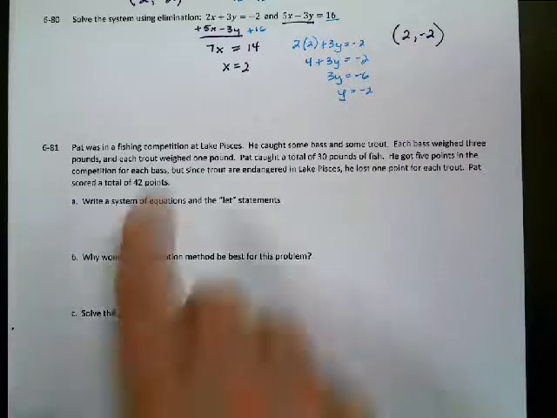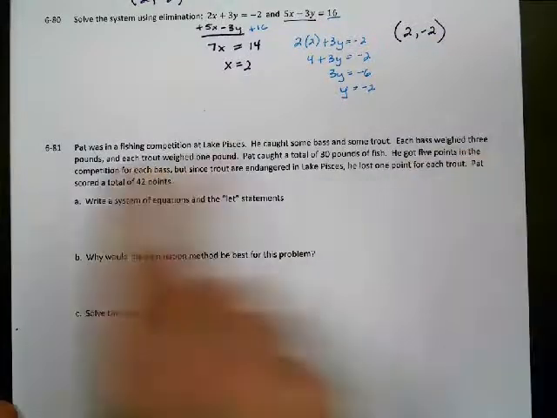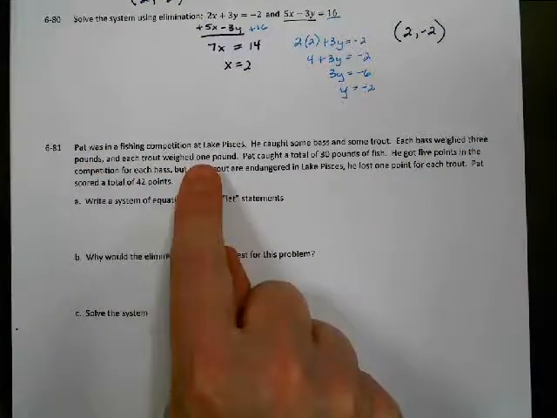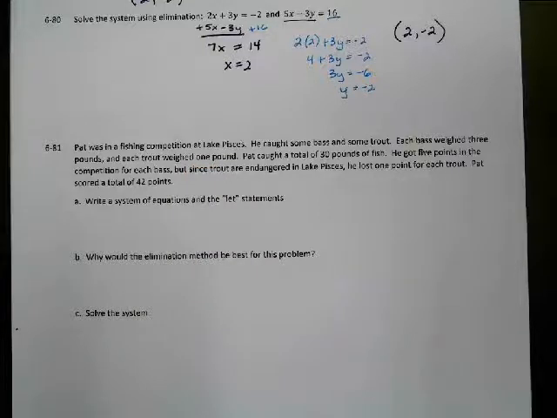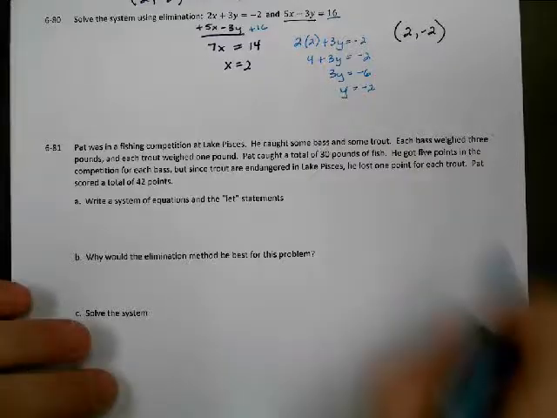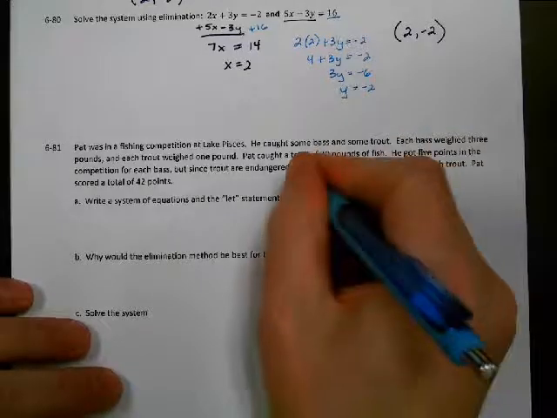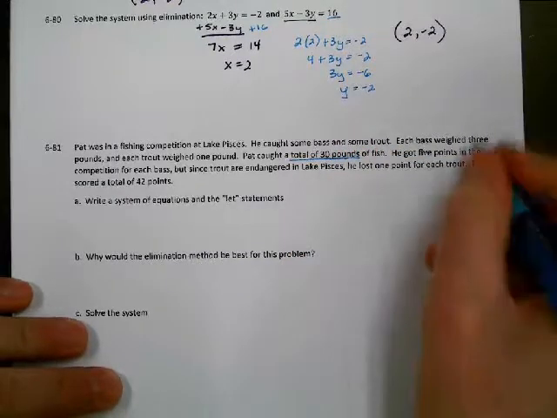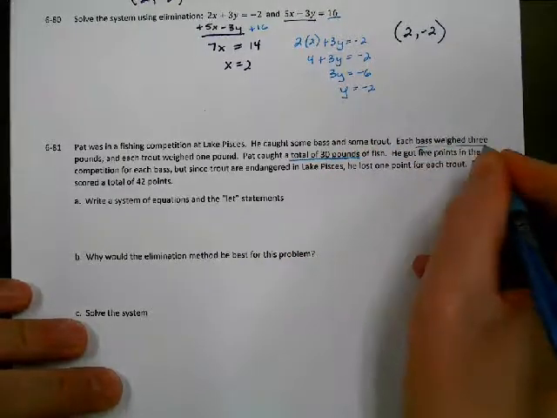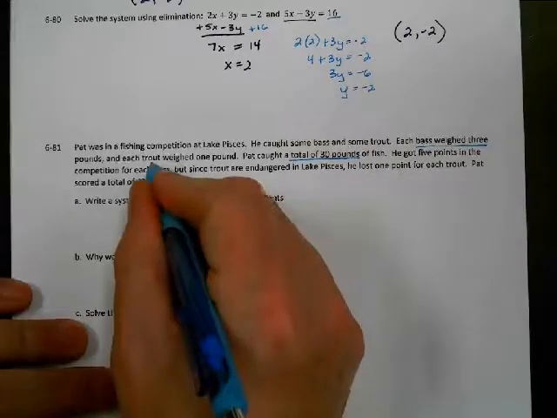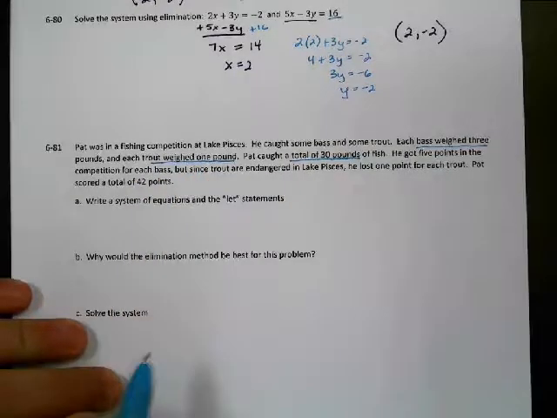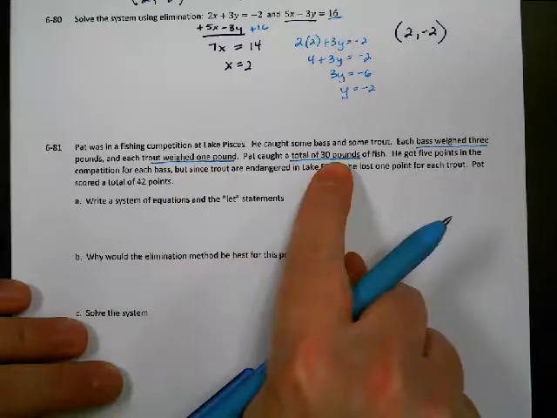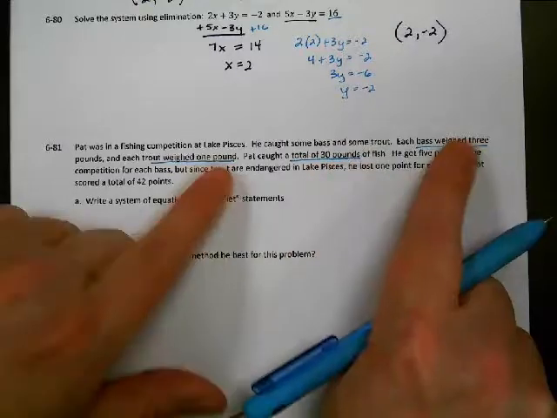So anyways, we got 3 pounds for the bass and a pound for the trout. Okay, sounds good. So Pat caught a total of 30 pounds of fish. Okay, so total, that means something's going to be equal to. Knowing that the bass weighs 3 pounds, that's important. And the trout weighs 1 pound, that's important because this is the total pounds right there. So that looks like an equation I can make.